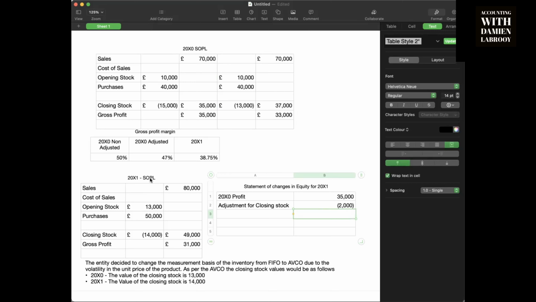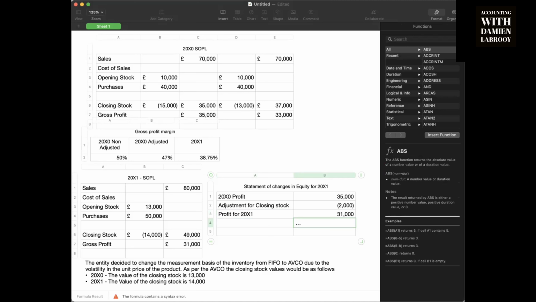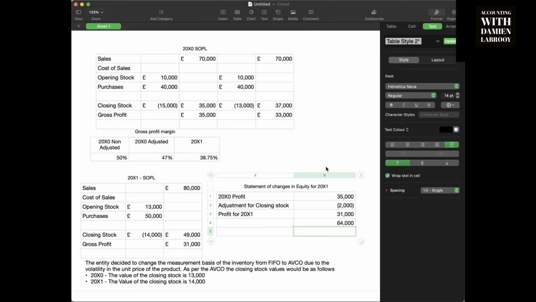Then when you look at your statement of profit and loss for 2000X1, your opening stock is going to be 13,000, the new value of your inventory, right? So profit for 20X1, I will be recognizing 31,000. So the total of your statement of change in equity retained earnings is going to be 64,000. If you look at it, 33,000 in 2000X0 plus 31,000 in 2000X1, that would add up to 64,000.